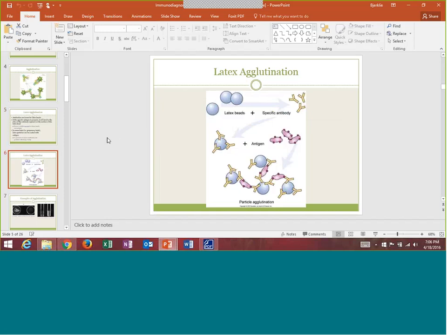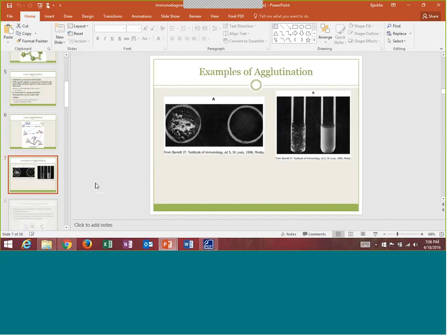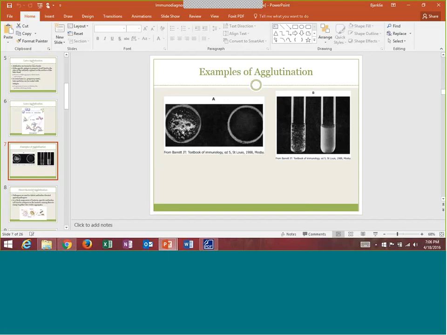There is a nice picture, because I think pictures are always helpful. So you can kind of see how they put the latex beads with the antibody there. And then if there is antigens, it will connect on. And it just allows for a really nice agglutination reaction. So here's some more of what it would look like in some tests. This letter A, I believe, is the Coagulase test that most of us use in the lab.